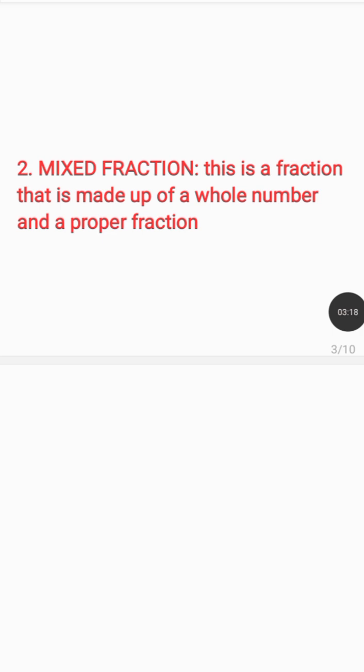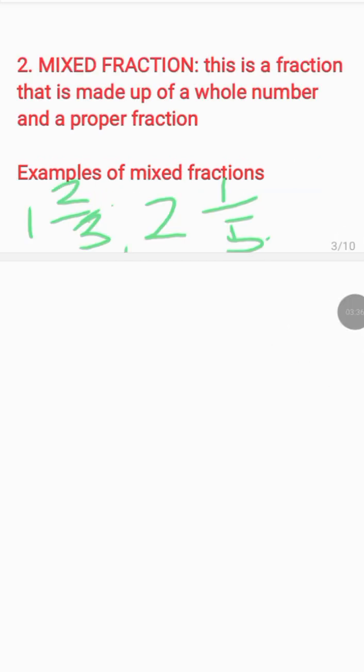The second type of fraction we are going to be looking at is mixed fraction. A mixed fraction is a fraction that is made up of a whole number and a proper fraction. Examples of mixed fraction include 1 whole number, 2 over 3. The 1 is the whole number, 2 over 3 is a proper fraction, because 2 as the numerator is less than 3, which is the denominator. Then the next example is 2 whole number, 1 over 5. Note, a fraction can be converted into either a decimal or a percentage.